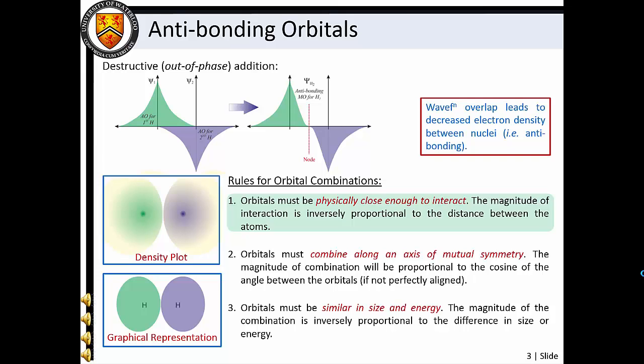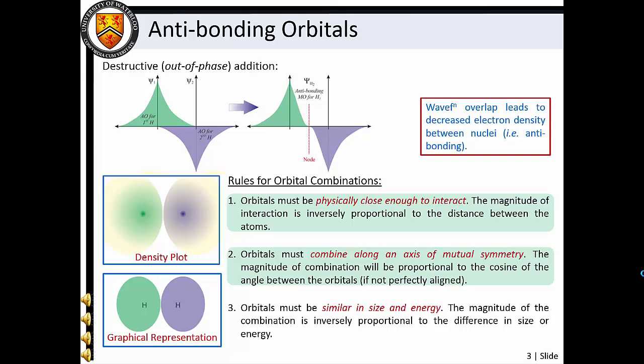Of course, if nuclei come in too close contact with one another, they will repel. Thus, there is an optimal internuclear distance for bond formation that is an electronic potential energy minimum on the potential energy surface. We can also stipulate that the orbitals must combine along an axis of mutual symmetry. That is to say, the orbitals should be suitably aligned. While alignment may not be a concern for s orbitals, orbital alignment is critical for interactions involving orbitals with L greater than 0.